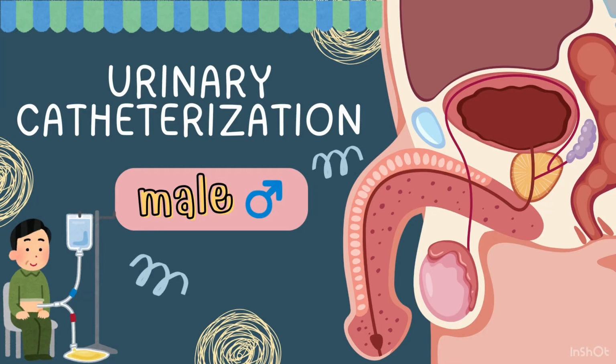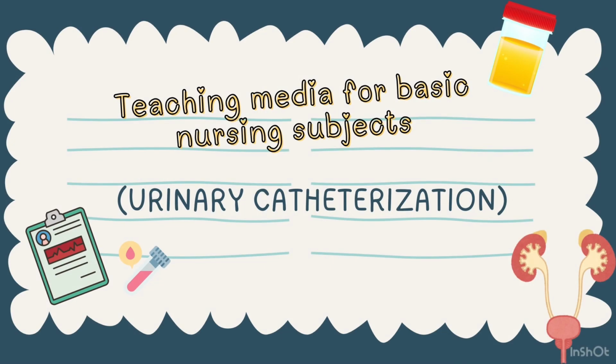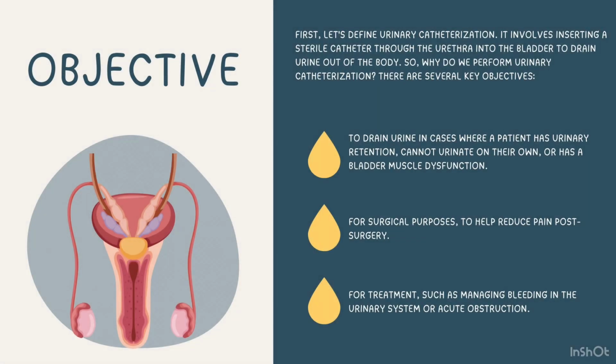Hello everyone. Today, I'd like to talk about a crucial medical procedure, urinary catheterization in males. This presentation will cover what it is, why it's done, how we prepare for it, the equipment involved, and the step-by-step procedure itself. First, let's define urinary catheterization. It involves inserting a sterile catheter through the urethra into the bladder to drain urine out of the body.